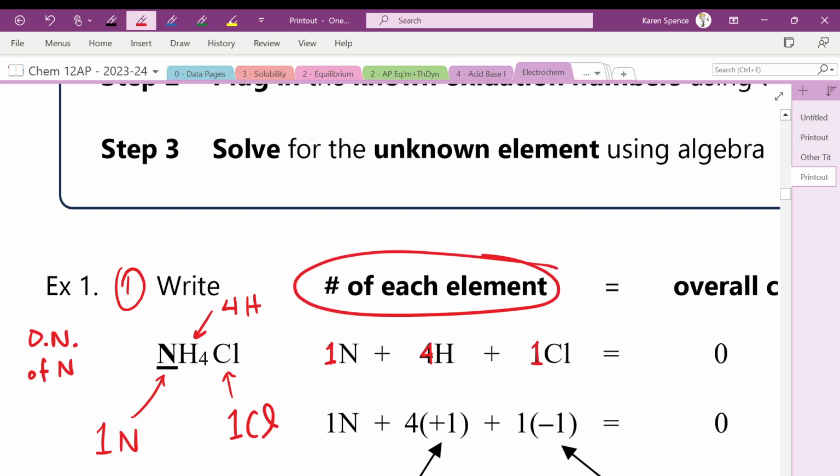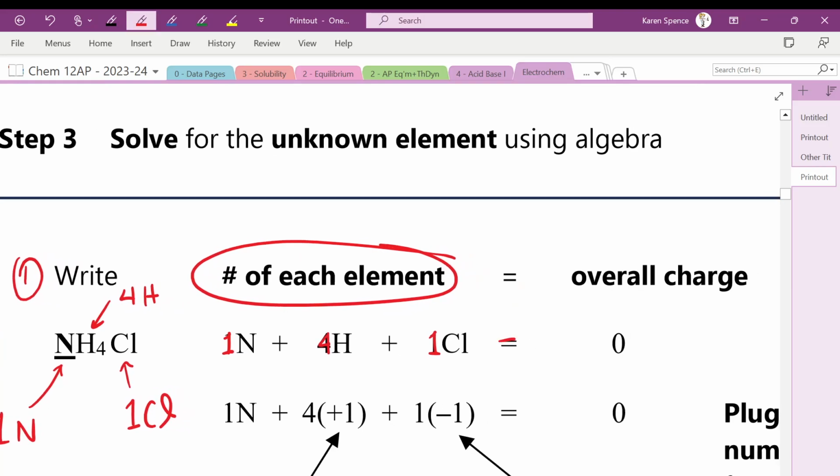So we write the number of each element, and then we have it equal to the overall charge. What is the overall charge of this compound? 0. And this is where you need to remember your oxidation rules. Hydrogen is +1. We have 4 of those. Chlorine is -1. We have 4 of those. No, we have 1 of those. And nitrogen is the one we're finding, so we just leave it alone.